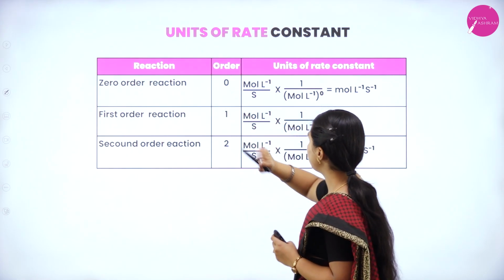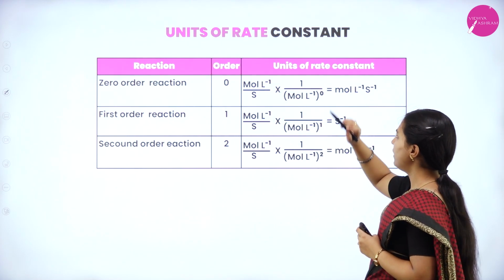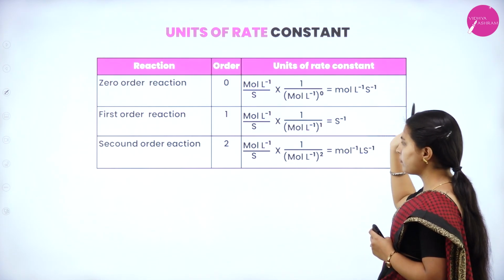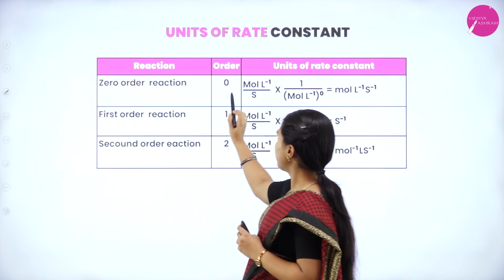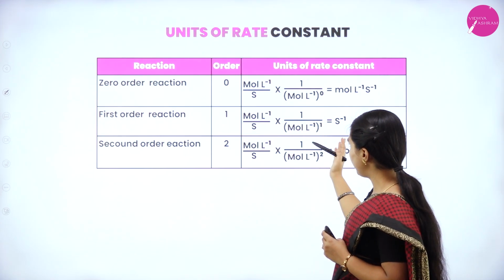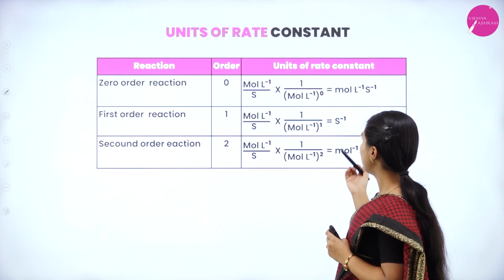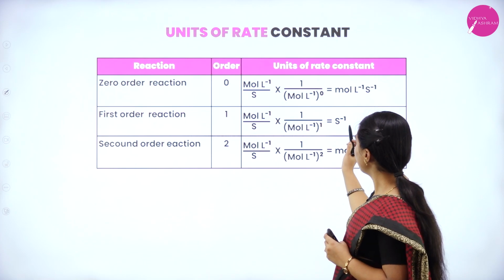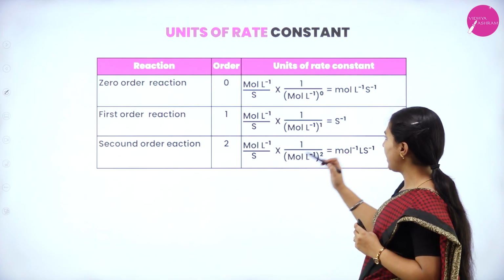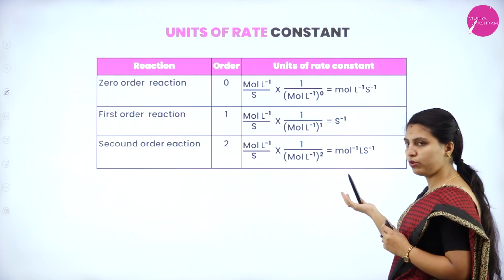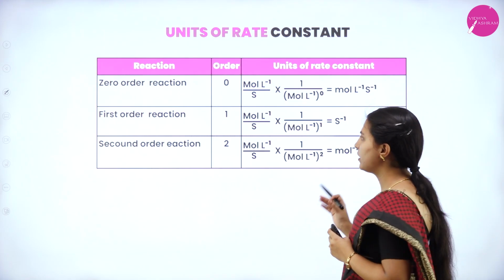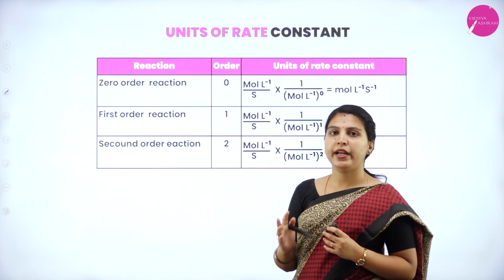Zero order reaction, order will be 0: mole per liter by second into 1 by mole per liter to the power 0, so the units are mole per liter per second. First order reaction, order is 1: mole per liter by second into 1 by mole per liter to the power 1. Here mole per liter will be cancelled out, so second inverse will be present. Second order reaction, order 2: mole per liter by second into 1 by mole per liter squared gives liter per mole per second. These are the units given for the rate constant of a reaction.